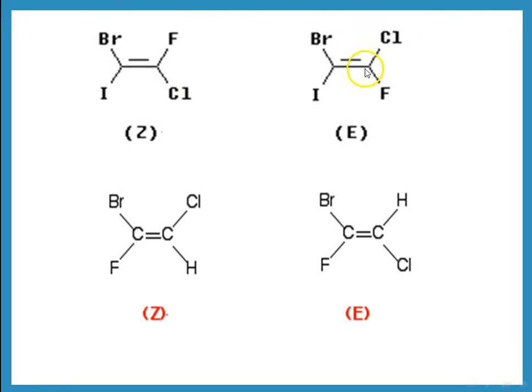The other one, the bromine and chlorine, well, we have iodine on one end, that is higher atomic mass. Chlorine on the other end is higher atomic mass. So they are on opposite sides of the double bond. So that is a trans or an E. Do we understand this?